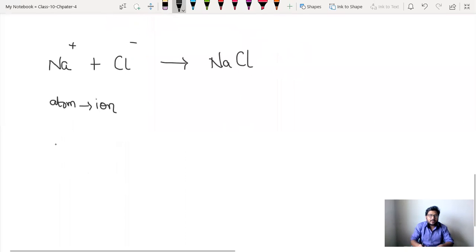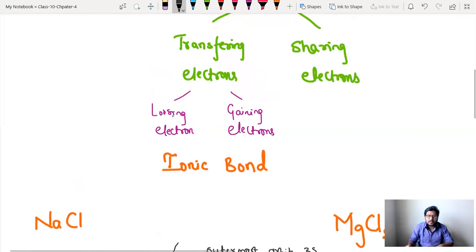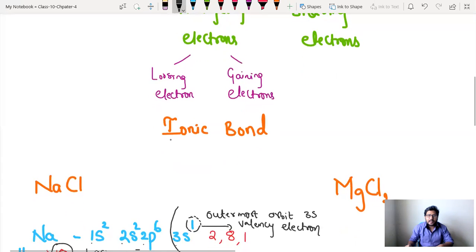How can an atom become an ion? Either by losing or gaining an electron. But coming to the molecule, it is always neutral, because the plus charge and minus charge are cancelled. It is neutral now. Only to become neutral, only to become stable, molecules are formed. Now you might have understood the transferring of electrons from one atom to another atom by losing and gaining electron, that is ionic bond.